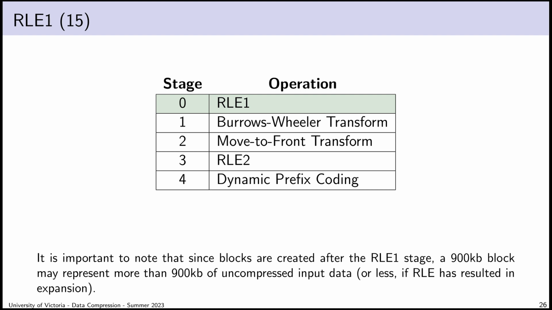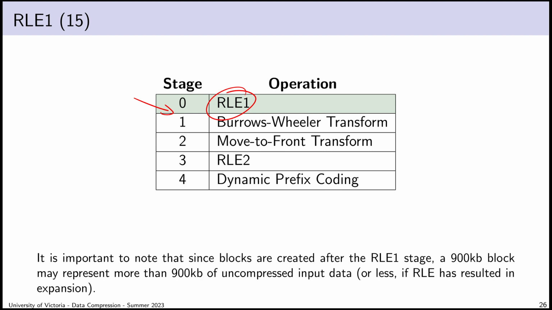But one thing to understand is that when I actually form the blocks is between stage 0 and stage 1. So if I'm using a 900 kilobyte block size, I batch up 900 kilobytes of RLE1 output to make my 900 kilobyte block. That means that my block might actually represent more than 900K of input data, because RLE1 could have produced some compression. On the other hand, if RLE1 produced expansion, then my 900 kilobyte block could correspond to less than 900K of my original input. And that's because the blocks are formed after the RLE1 stage.